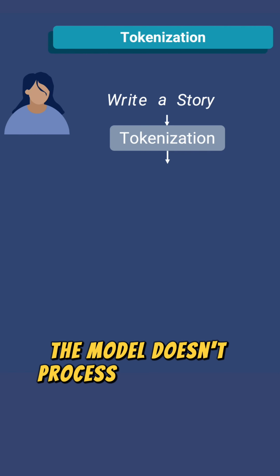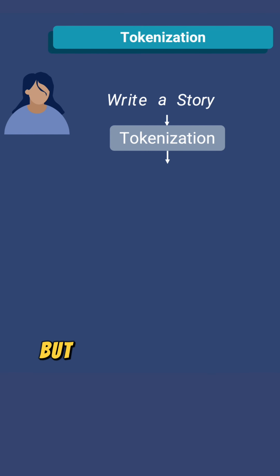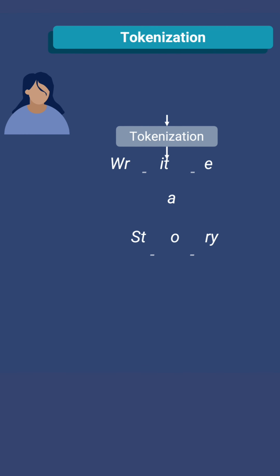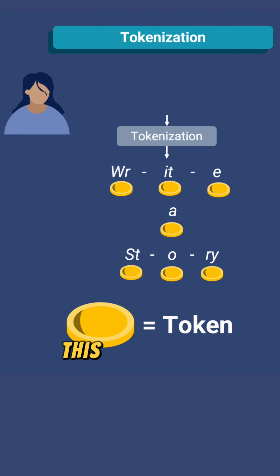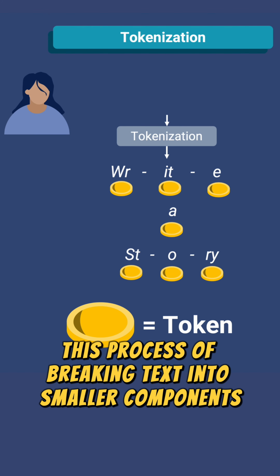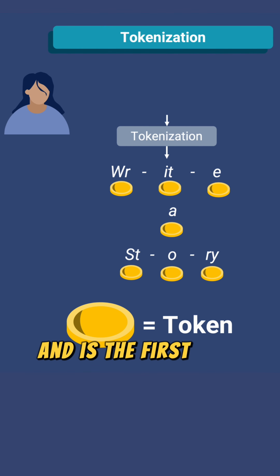The model doesn't process language in whole sentences, but actually breaks them down into tokens. And tokens represent individual text components and punctuation marks. This process of breaking text into smaller components is called tokenization and is the first step of the transformer architecture.